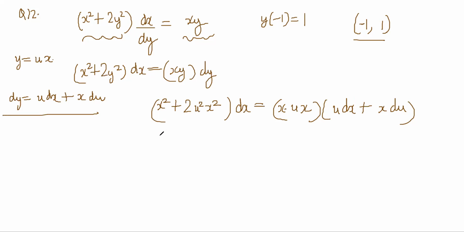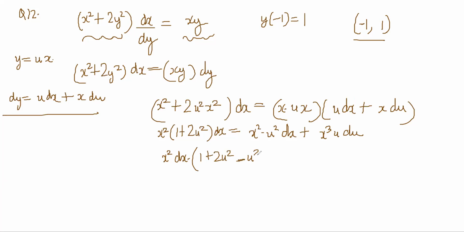So this becomes x square common, 1 plus 2 u square dx is equal to x square into u, so x square u square dx plus x square u into x du, so x cube u du. So now what we can do is x square dx, 1 plus 2 u square minus u square, is equal to x cube u du. I have brought this to this side. So this is 1 plus u square x square dx is equal to x cube u du.